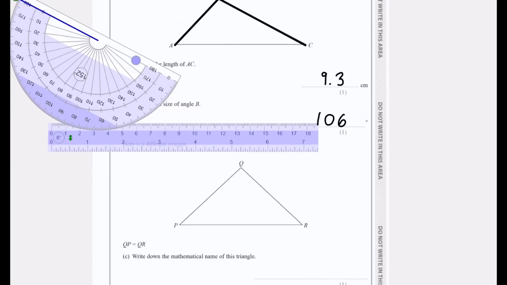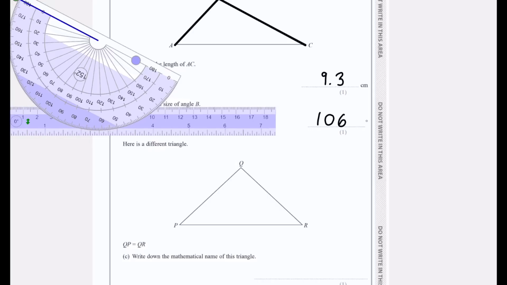And here is a different triangle. Q to P equals Q to R. So these two lengths are equal. Write down the name of this triangle. So when 2 lengths are equal, it's called an isosceles triangle.